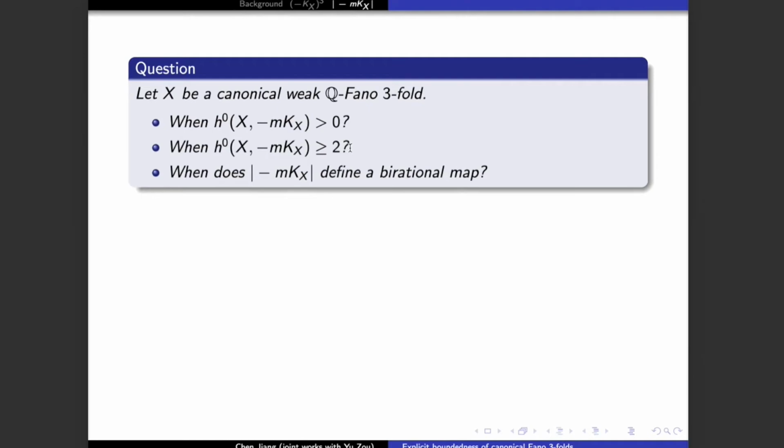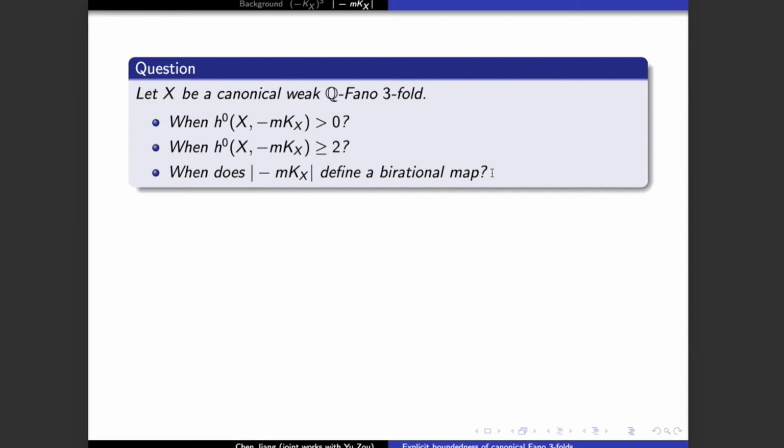And actually, the second one is more interesting. It is when it has at least 2 linearly independent sections. Okay, so this means that the linear system defines a non-trivial rational map. Okay, and the final question is when the linear system defines a birational map. Okay, so such kind of questions describe how big the linear system is and the behavior of the geometry of the linear system, or how the linear system will give us interesting geometry of X.